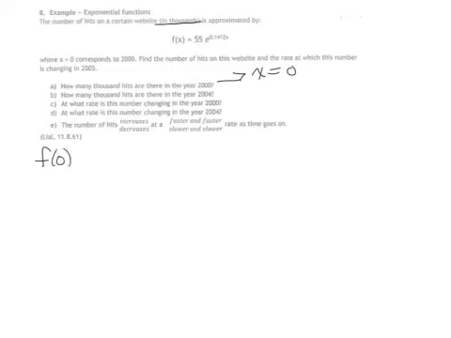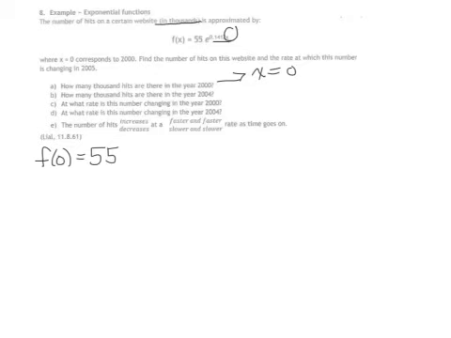So f of 0 is going to equal 55, right? Because when x is 0, that whole multiplication becomes 0, and e to the 0, anything to the 0 is just 1, so 1 times 55 is 55. So that means there are 55,000 hits in the year 2000.